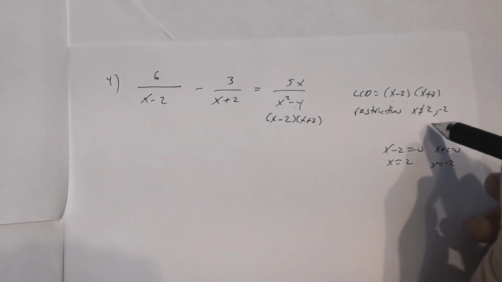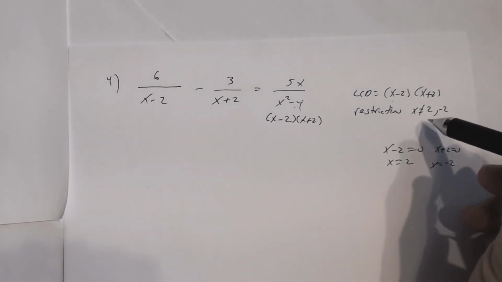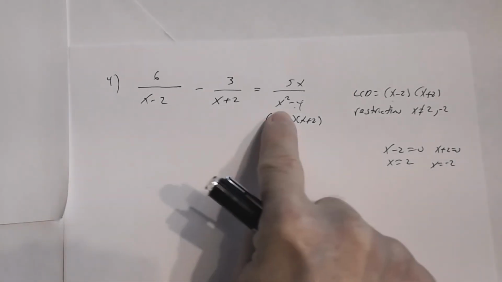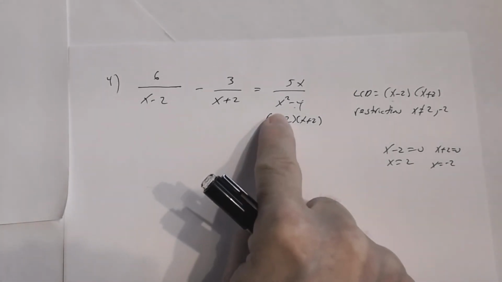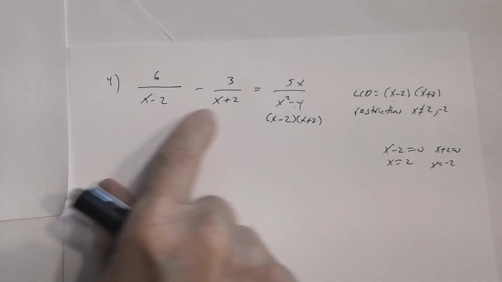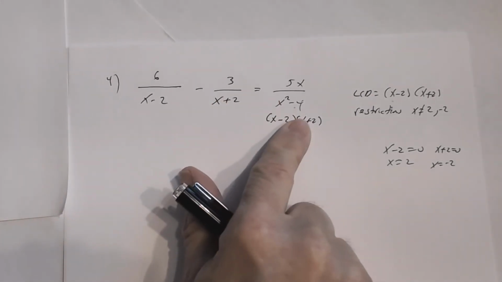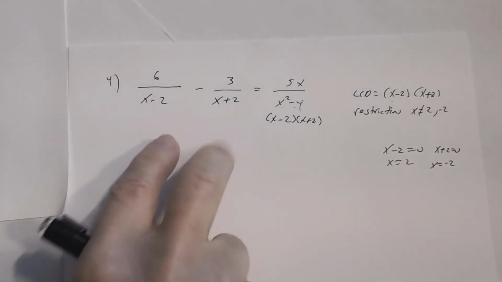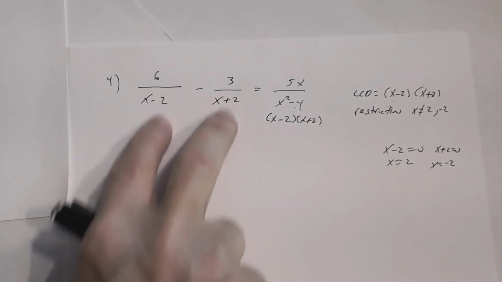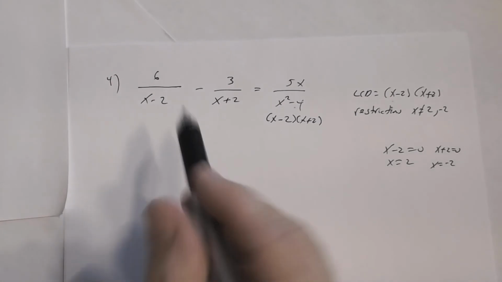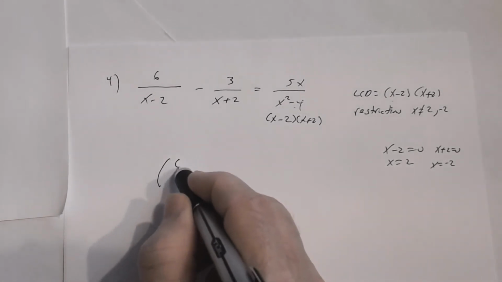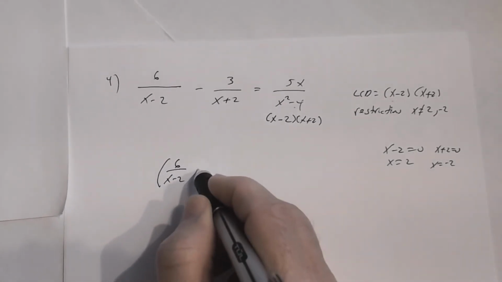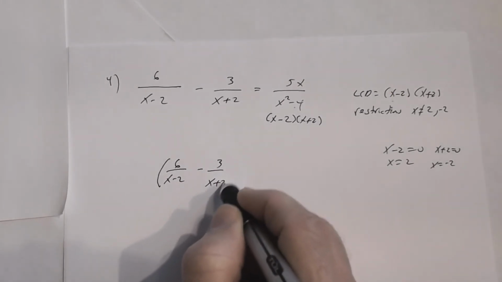All right. Once you find your restrictions and once you find the least common denominator, remember the whole point is to clear those denominators. And so in order to get a factor of 1 here, here, and here, you have to multiply by the least common denominator. So that's your next step. Now notice on this side, I have two terms, two fractions. So I'm going to put that in parentheses, just like this. 6 divided by x minus 2 minus 3 divided by x plus 2.